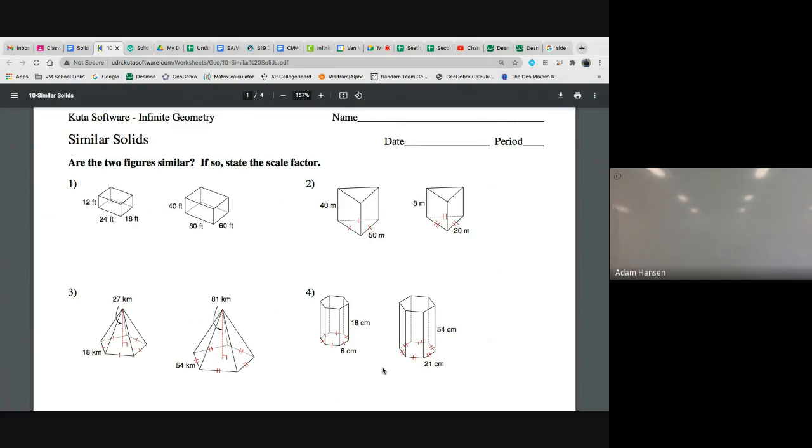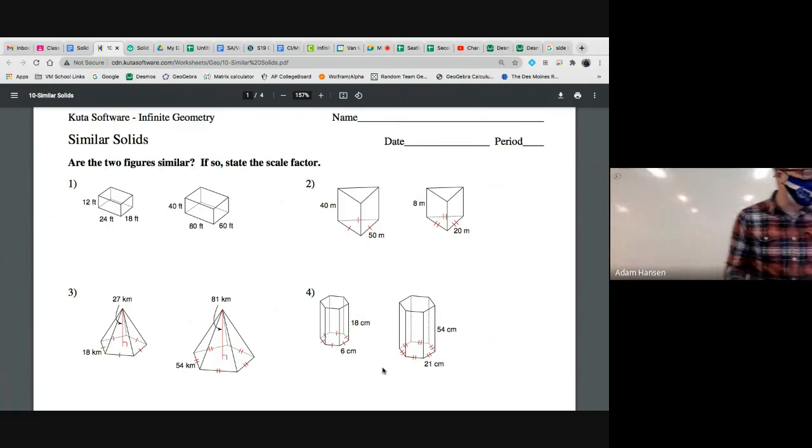Number 3. Are the two figures similar? And if so, state the scale factor. If they're similar, they have to fit this definition: same type of shape, corresponding side lengths proportional. On number 3, they're both pyramids, aren't they? I think pentagonal pyramids, actually, because there's 5 sides to the base. So they're the same type of shape.